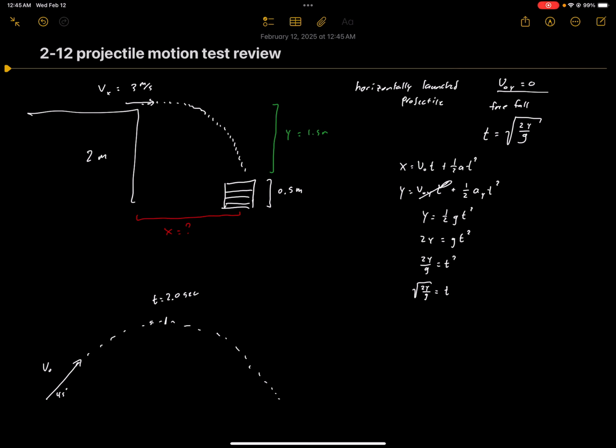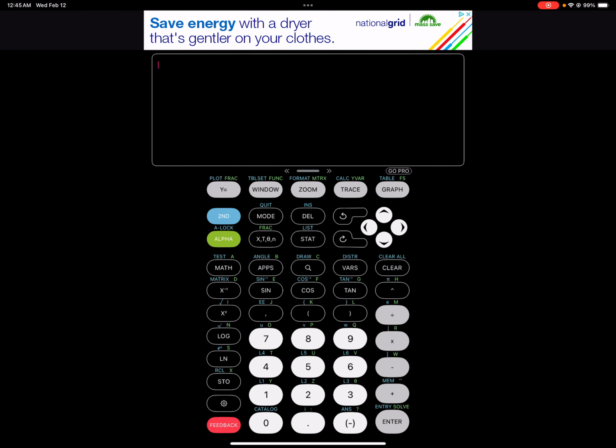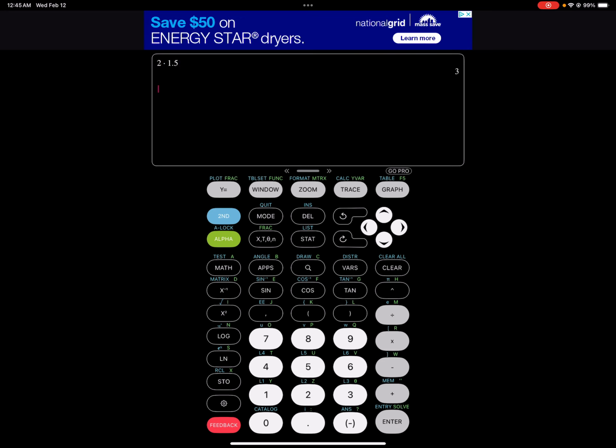You can really just use this for horizontally launched projectiles, or if you just drop a ball and see the amount of time it takes to fall a certain distance. In both cases, the vertical velocity is going to start off at 0, so you can just use the free fall equation. So let's calculate it. We know it's going to fall 1.5 meters. So let me get to my calculator, and I have 2 times 1.5, we get 3, obviously, and divide that by 9.8. Okay, 0.306.